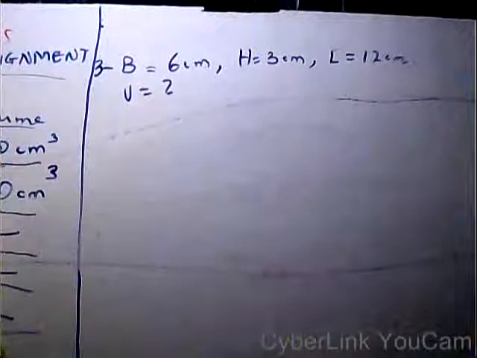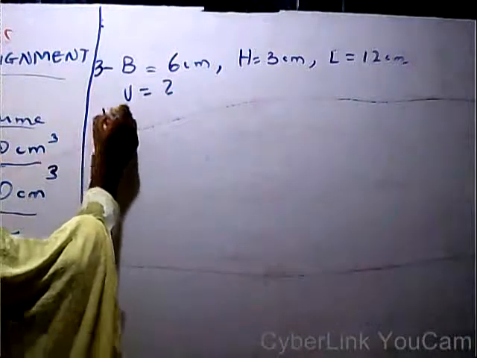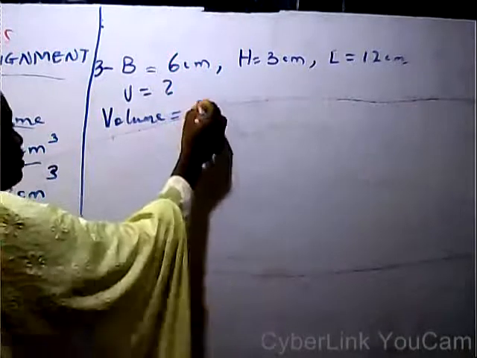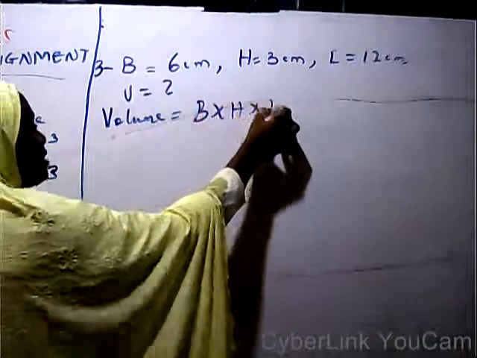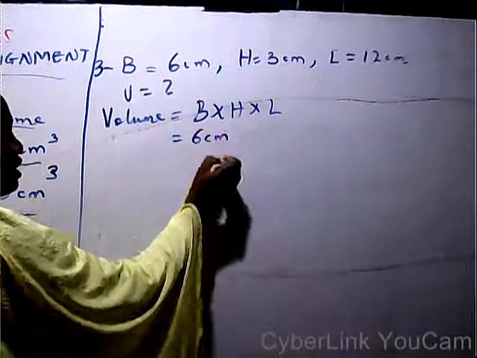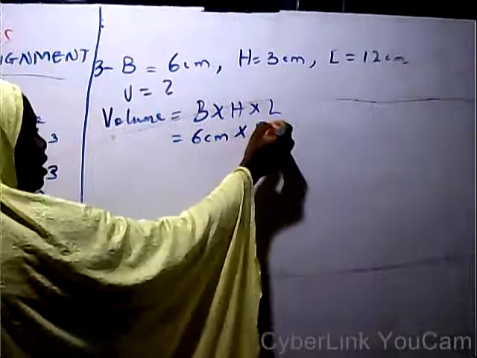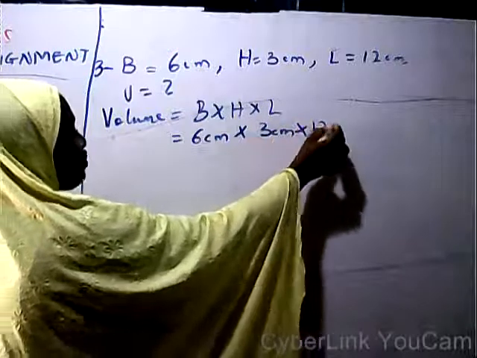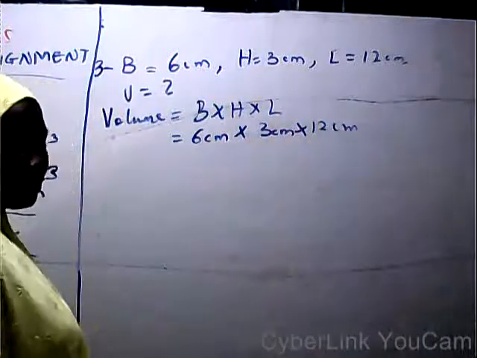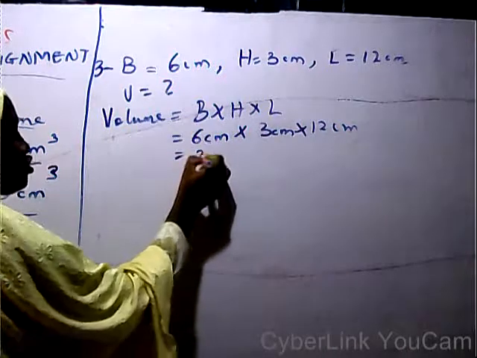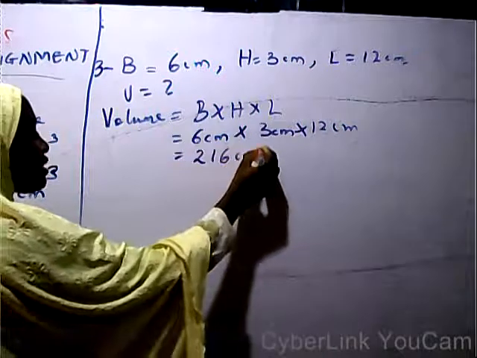Just like the one we did previously. I told you the formula for finding volume is base times height times length. That's 6 centimeter multiplied by 3 centimeter, which is our height, multiplied by 12 centimeter, which is our breadth, which is our length. Now, if you multiply these three figures together, we are going to get 216 centimeter cube.